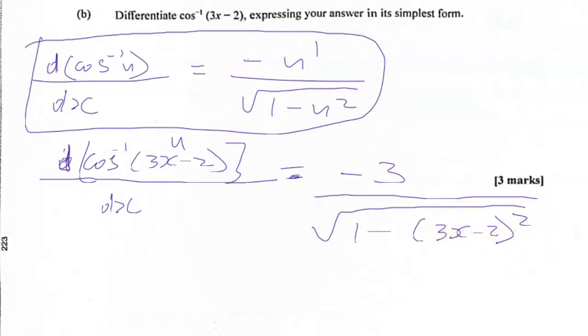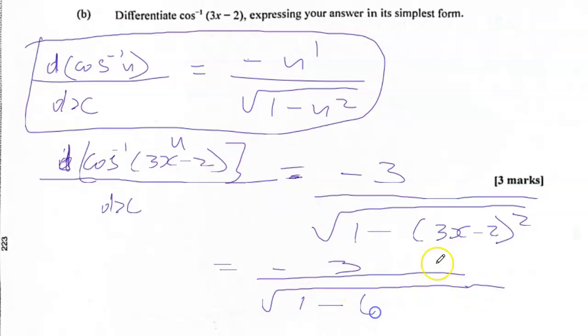We're asked to simplify this, so let's simplify by expanding the bracket. This becomes minus 3 over the square root of 1 minus, and now we're going to square the bracket. Square 3x, that's 9x squared, minus 2 times 3x times 2, so that's minus 12x, plus 4.